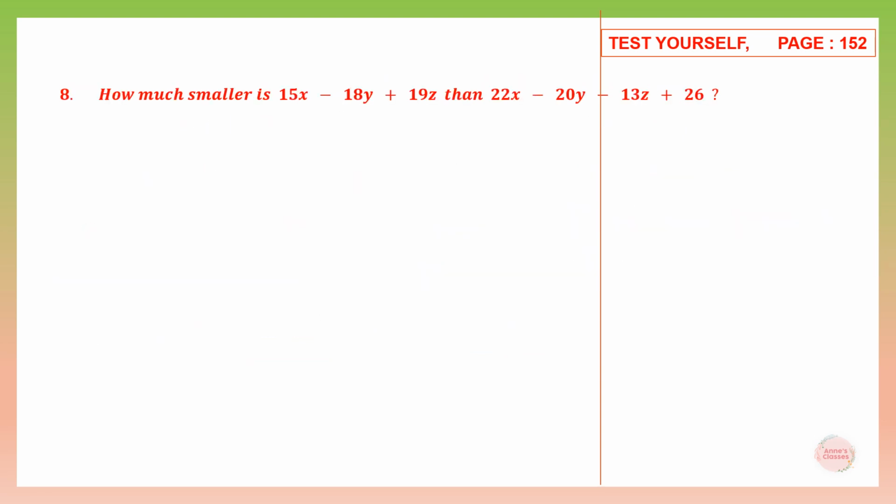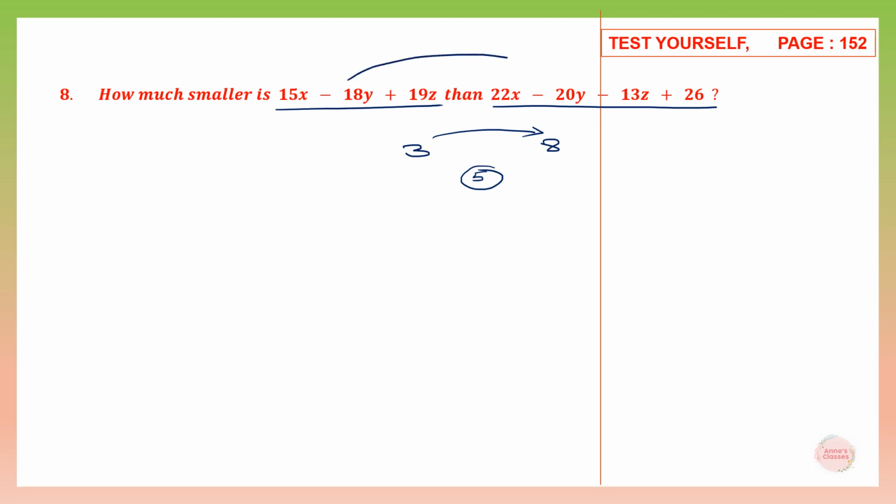Question 8. How much smaller is this polynomial than this polynomial? By how much? That means this is smaller, isn't it? So let me take a simple number. Let me take 3. Now 3 is smaller than 8. By how much is 3 smaller than 8? We know it's smaller than 8 by 5. How do we know that? When you subtract 3 from 8, you get your answer 5. Similarly, here also we have to subtract this from this one, just like we did here.